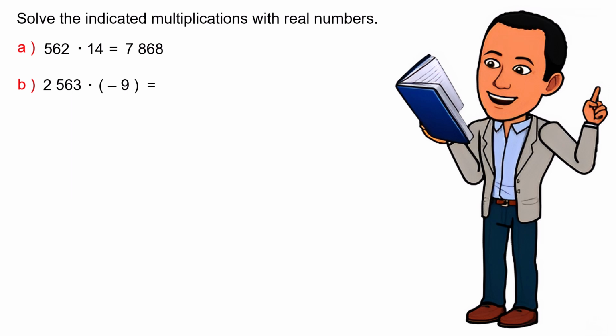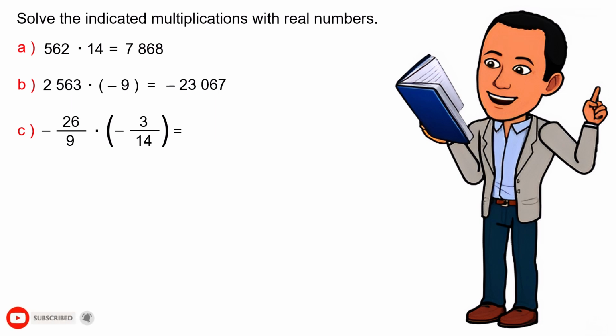Literal B: 2,563 multiplied by minus 9. In this second case, we have the product of whole numbers. Then, applying the law of signs, the result will have a negative sign, and performing the multiplication would be minus 23,067.